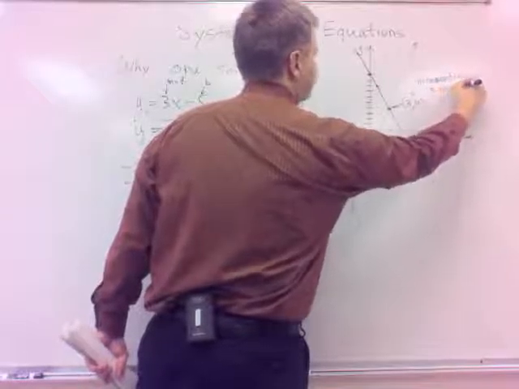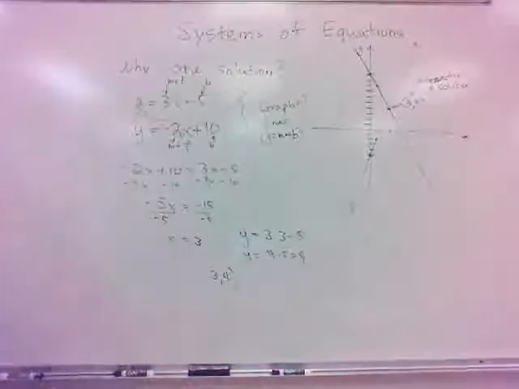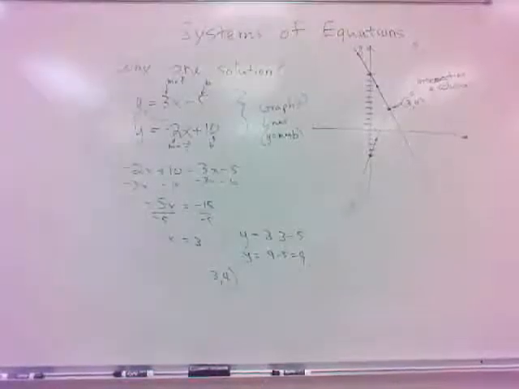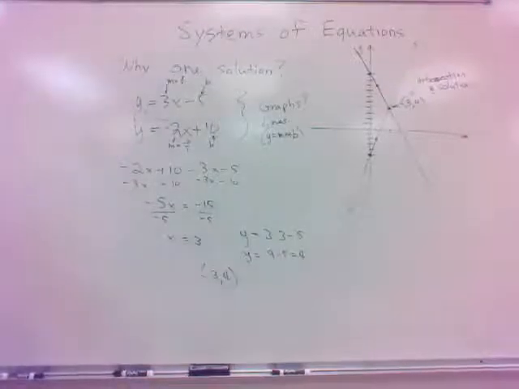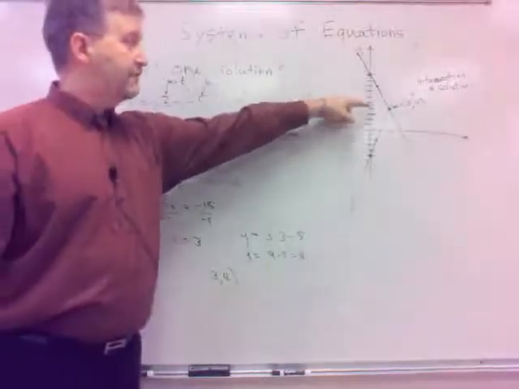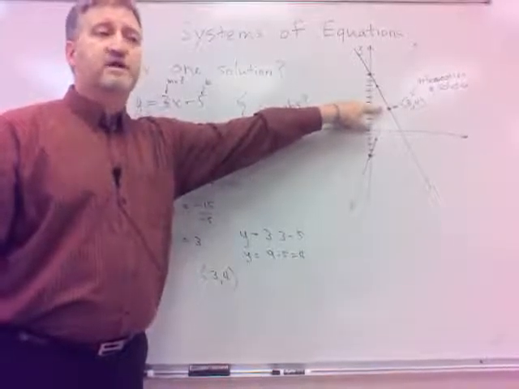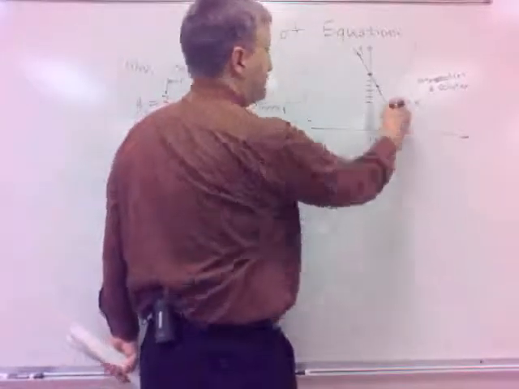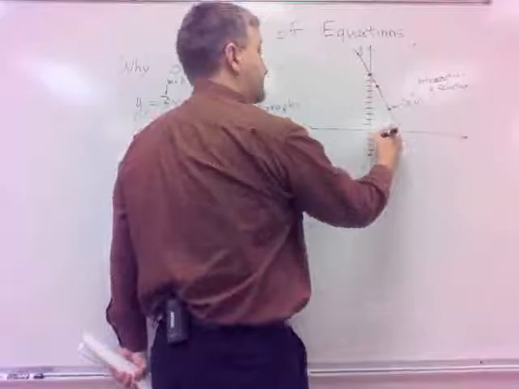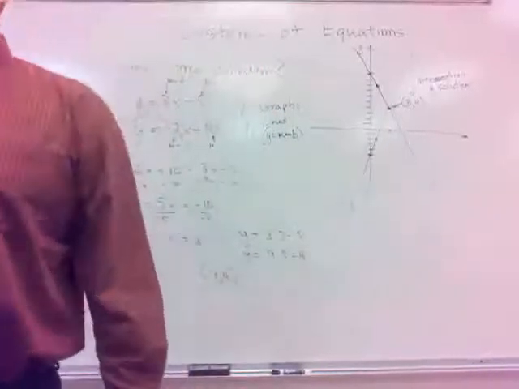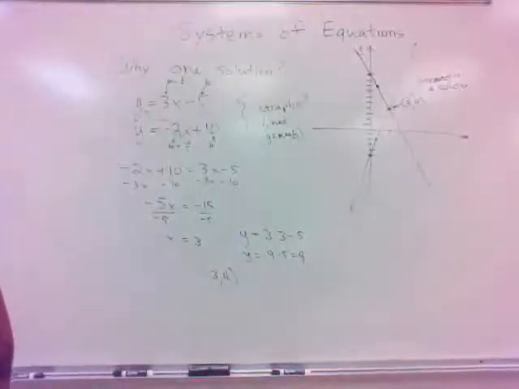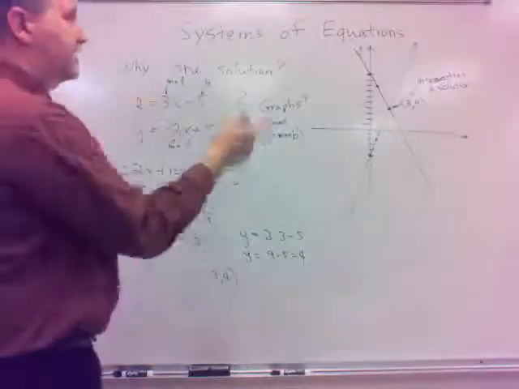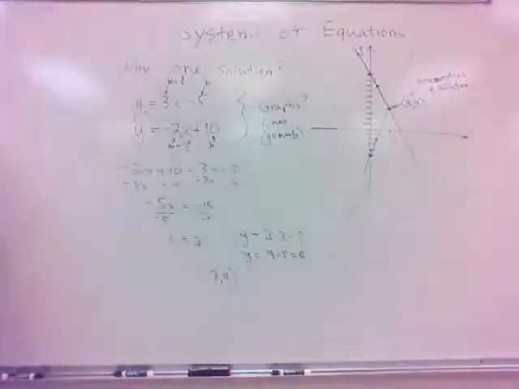Is that by coincidence? I don't think so. If you think about the system, I'm looking for a solution that is a point that satisfies both equations. When I graph them, that's the only point that satisfies both equations, isn't it? Any other point, like this point, satisfies that line, but it doesn't satisfy the other line. This point satisfies this line, but the only point that satisfies both equations is the intersection point. And so that's the connection here, why we're getting one solution on the ones that we did previously.